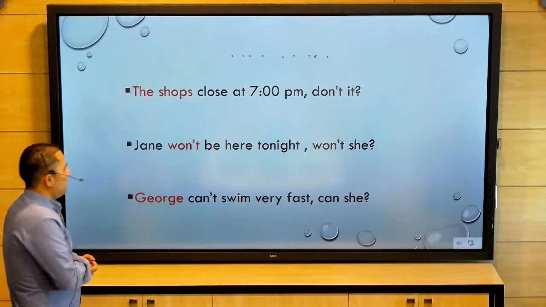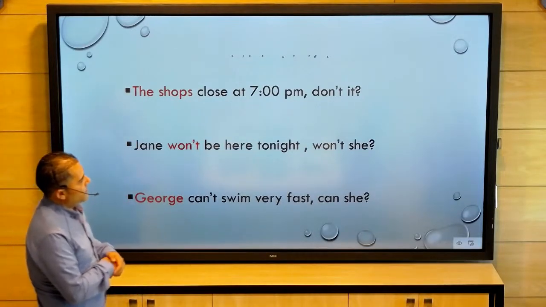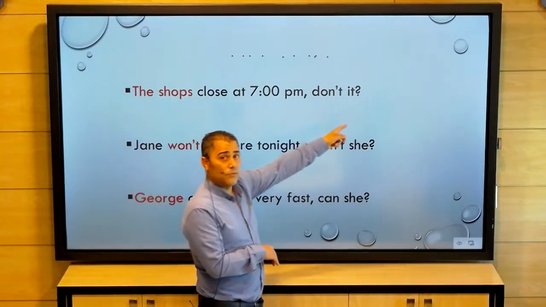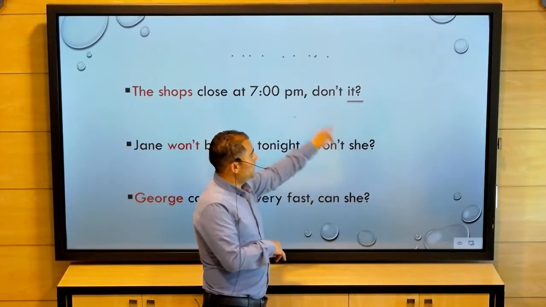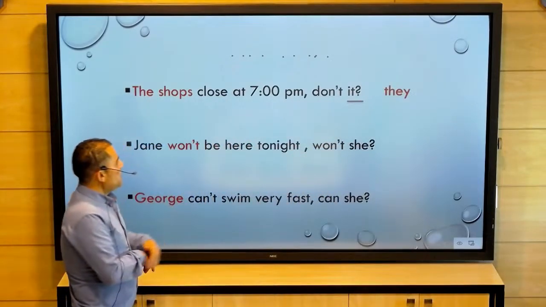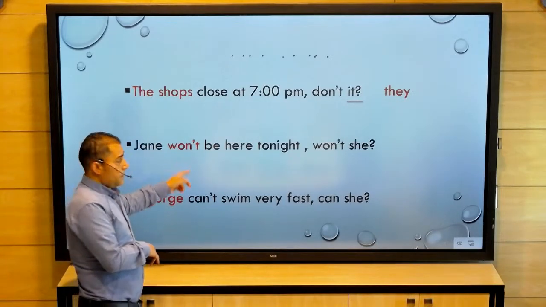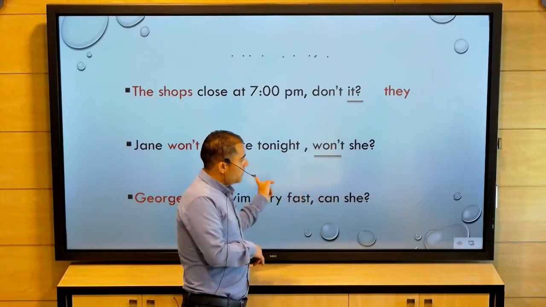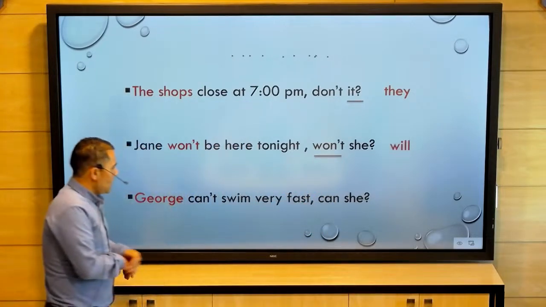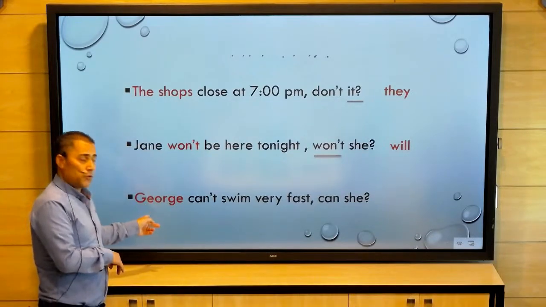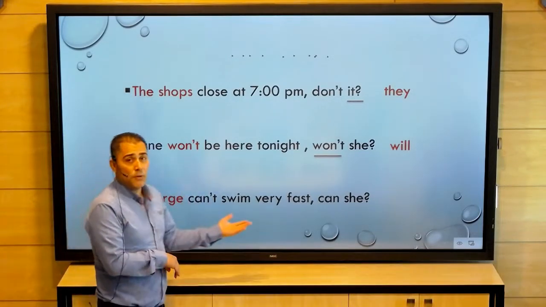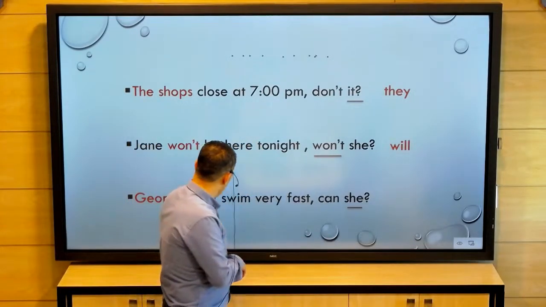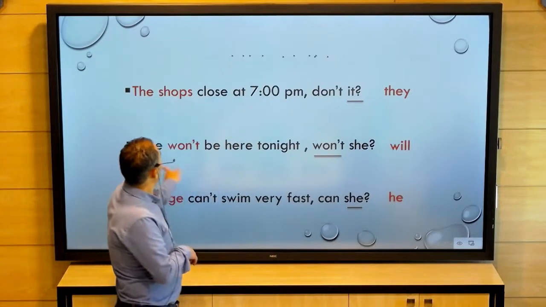Now, we will find the mistake here. The shop closes at 7 p.m., don't it? Here, the shops, it's a plural. We cannot go with an it. We have to replace it with they. Now, Jane won't be here tonight, won't she? Won't is a negative. It has to be in a question tag as a positive. So won't is incorrect. Will. George can't swim very fast, can't she? Here the noun George has to be replaced by a suitable masculine pronoun, which in this case is he, not she.